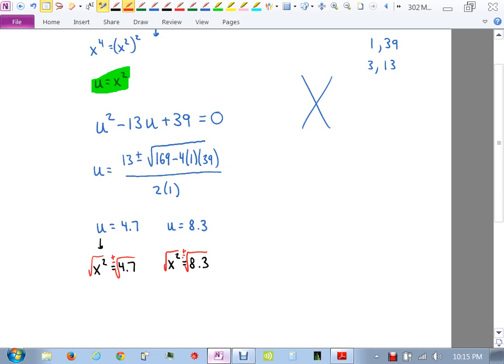Plus or minus. So I do the square root of 4.7. I get 2.16 something. I'm going to say 2.2. So x equals positive or negative 2.2. Then over here, x equals, and now I do the square root of 8.3, which is about 2.9. So plus or minus 2.9. And that's good enough for what I'm looking for here. All right, that's it for that. Now let's move on to number 5.